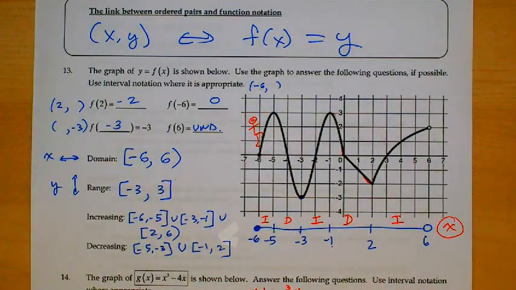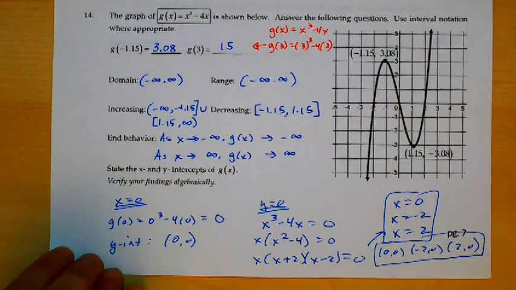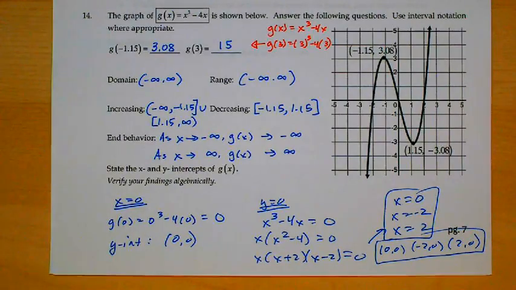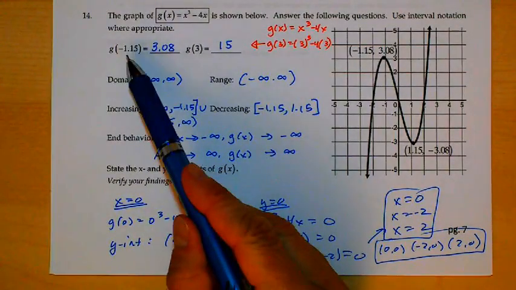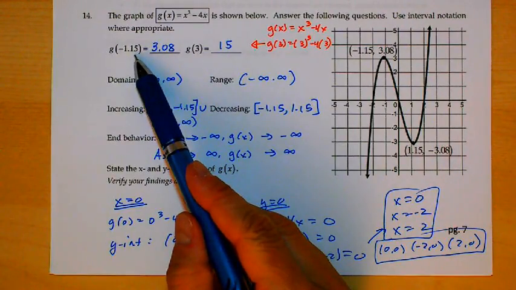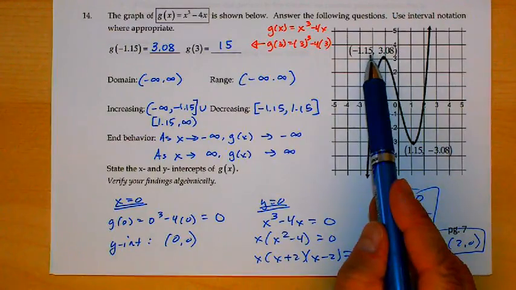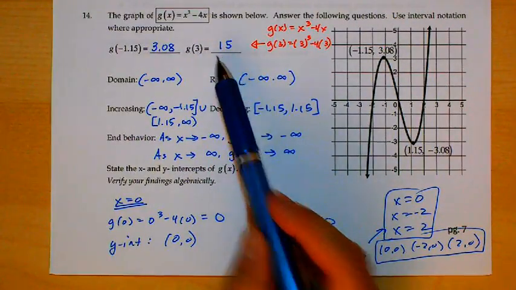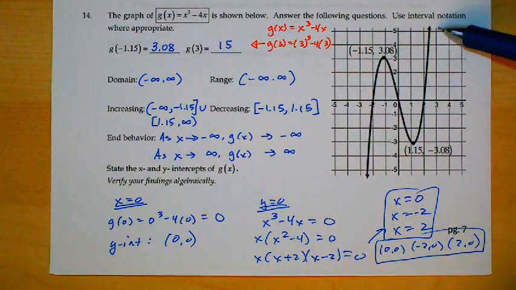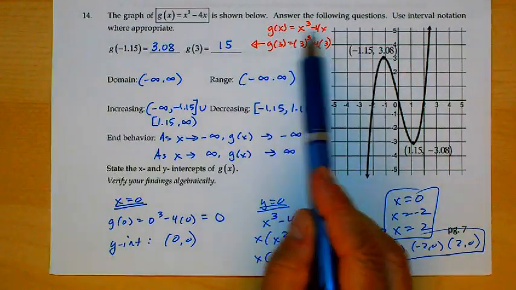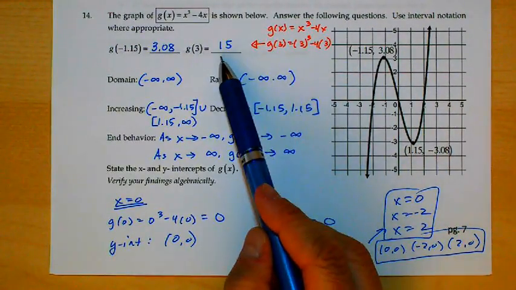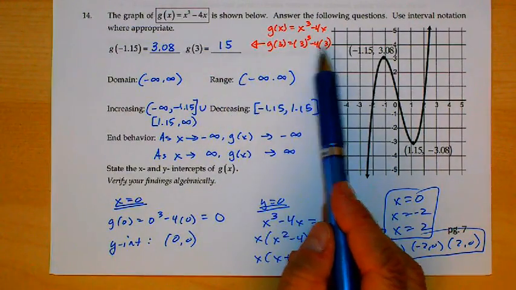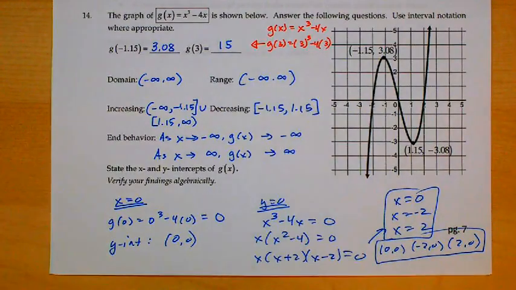Could you please pause, try your best at number 14, and check your answers with what you see here. Just some quick explanations, now that you've completed this all on your own, I'm sure. We should not have had a big problem with g of -1.15. We can get that right off the graph. The ordered pair is right there for us. Perhaps g of 3 may be a little tough. The graph does not give us that information, but good thing we had the formula, the equation. So substitute the 3 where the x was. Compute. 3 cubed is 27. 4 times 3 is 12. Subtract those two. There's your g of 3.